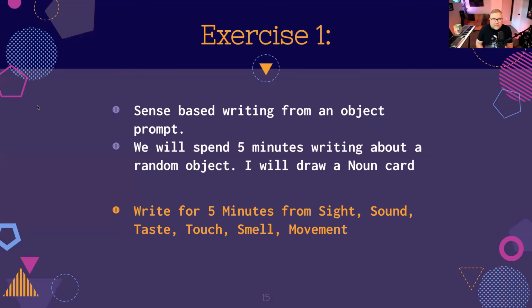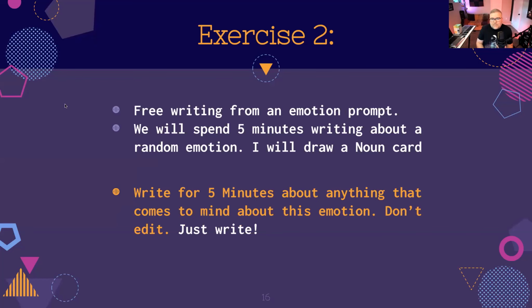So moving on to the next phase of our adventure here today. The next step is going to be another free writing exercise, but this time, instead of writing about an object, we're actually going to write about an emotion. The same concept applies, where we're going to set the timer for 5 minutes, and then free write about an emotion that we choose from my emotion cards.